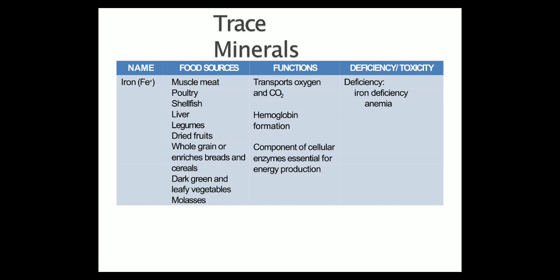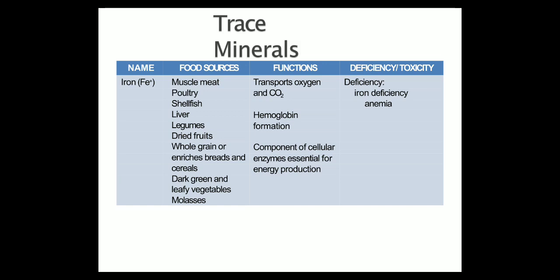First, we'll see iron, very important, abbreviated as Fe2+, ferrous. Okay, now let's see the food sources from which we'll get the iron: muscle, meat, poultry, shellfish, liver, legumes, dried fruits, whole grain or enriched breads and cereals, dark green and leafy vegetables, molasses.